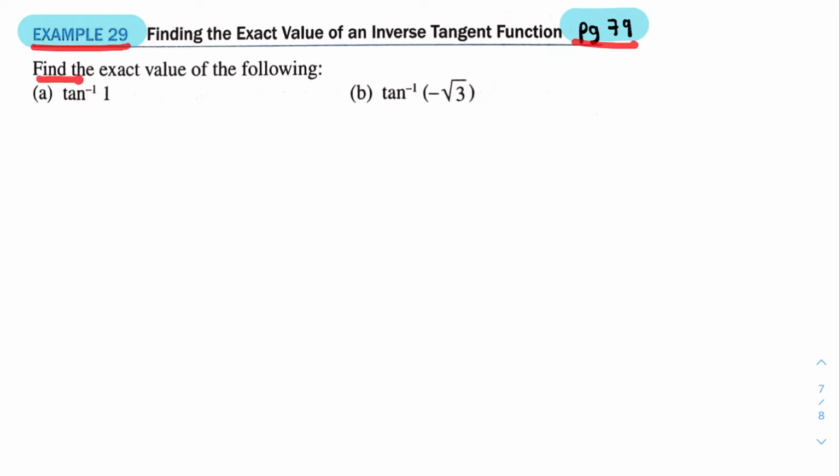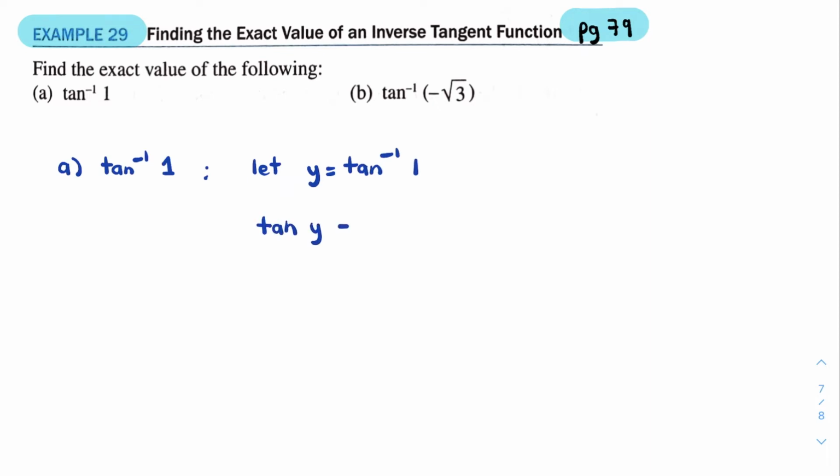Okay, now this question is in example 29, page 79. They ask you to find the exact value of the following, A and B. So let's look at A first. Find tangent inverse 1. First thing first, you have to let y, any unknown, equal your inverse function, which is tangent inverse 1, and then make it into tangent y equals 1, so that you can actually apply your special angle and your exact value.